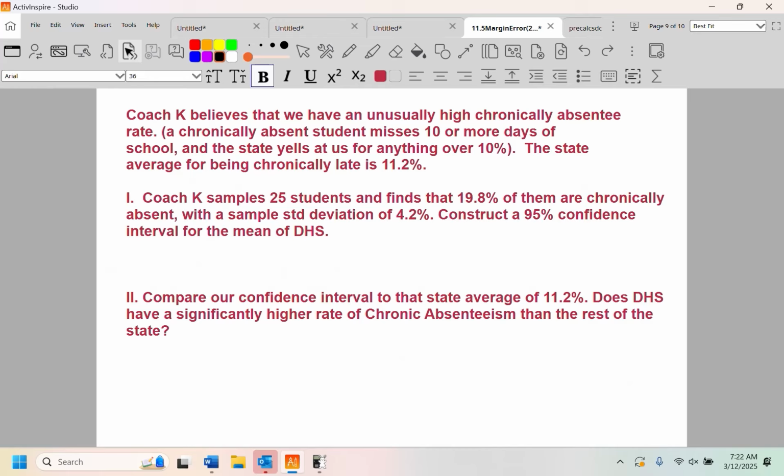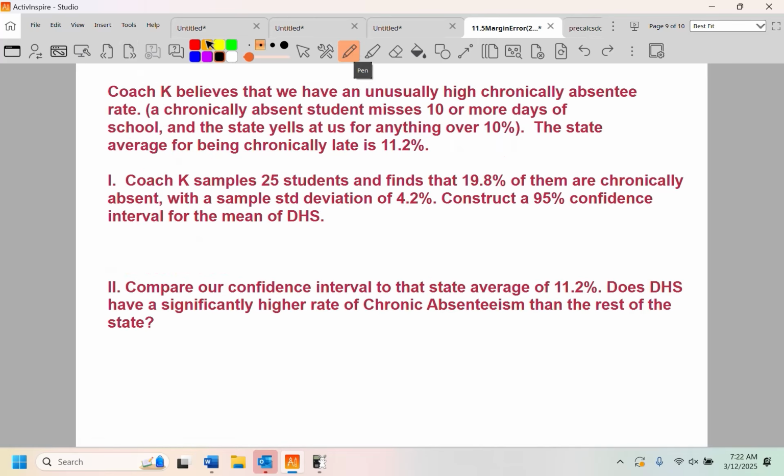I don't think Coach K is going to be doing confidence intervals, but he could if he wanted to. Coach K knows some math. He took a lot of math. He taught physics. He ain't stupid.